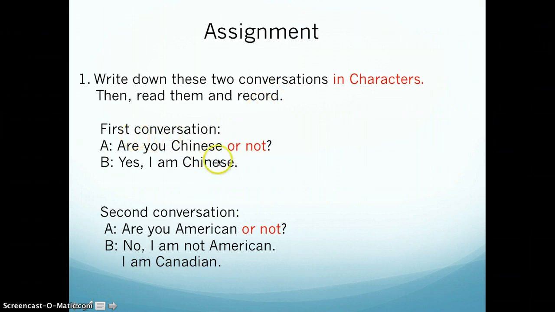First, the conversation is, are you Chinese or not? Make sure you use the 是不是 structure and pay attention to the thing that I told you, okay? What we don't have at the end of the sentence. And yes, I am Chinese. Answer it. And then do another one. Are you American or not? No, I'm not American. I'm Canadian. Just do the same thing and send me the picture and the video recording.